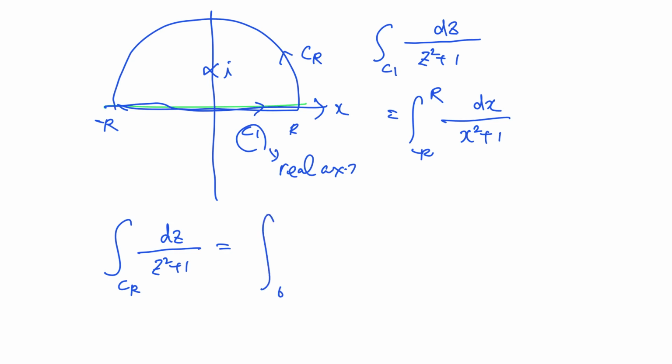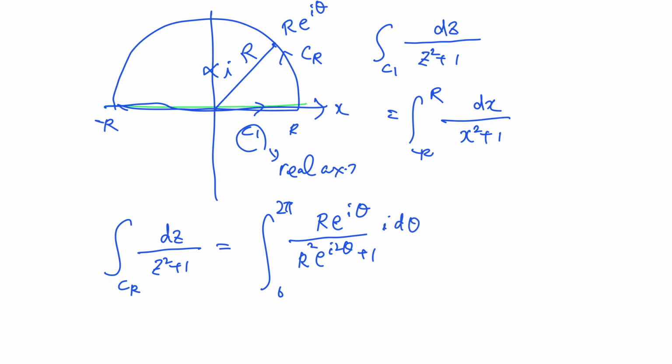It's a half circle, 0 to pi. So this is, say, R. This is R exponential i theta. So the integral is R exponential i theta times i d theta over R squared exponential i 2 theta plus 1, from 0 to pi.